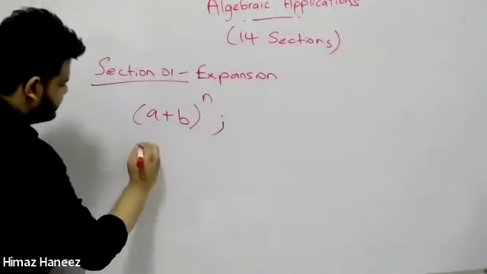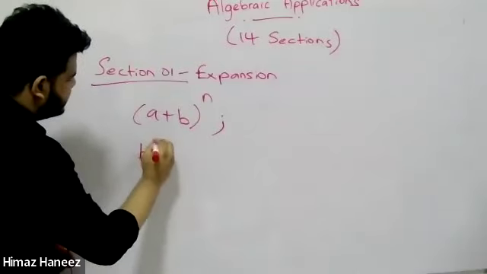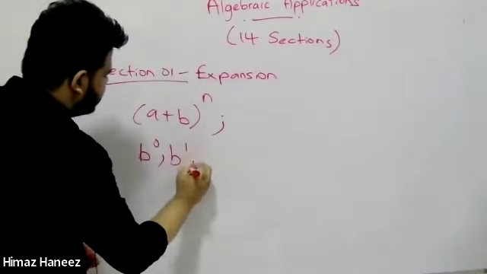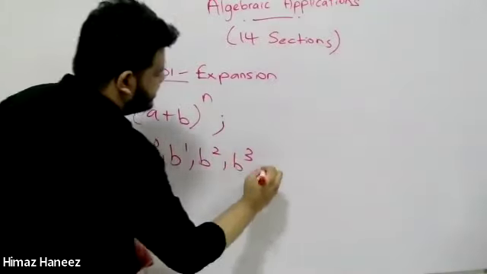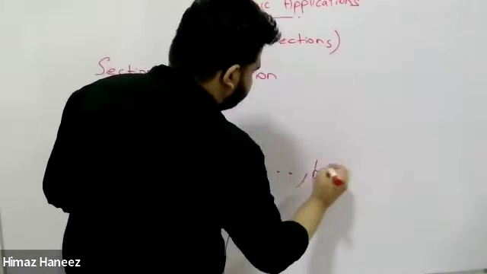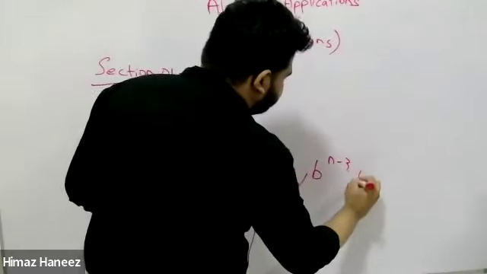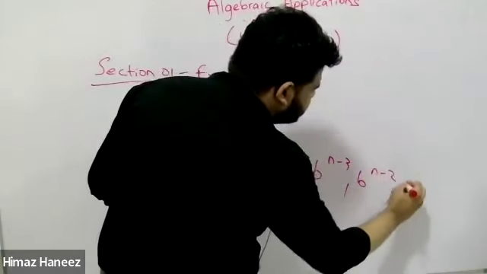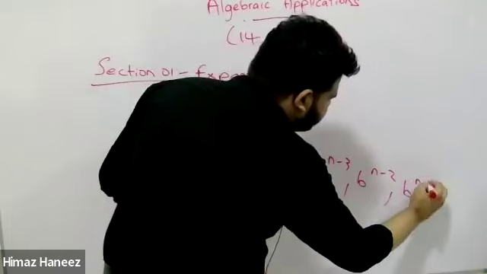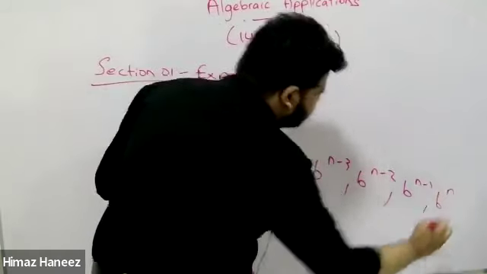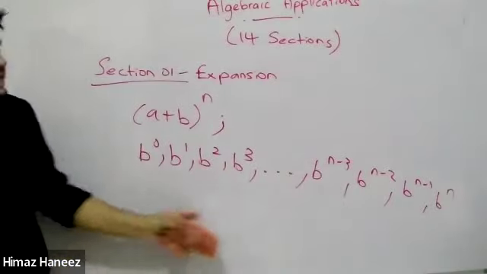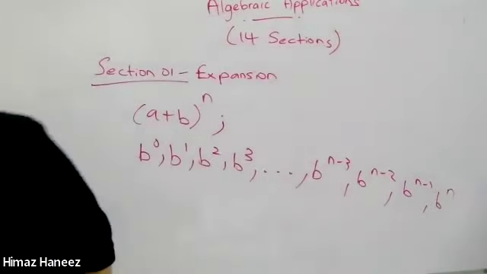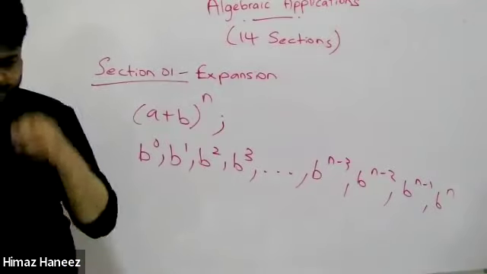Below that write b to the power 0, b to the power 1, b to the power 2, b to the power 3, dot dot dot, b to the n minus 3, b to the n minus 2, b to the n minus 1, b to the power n. Once you are done writing this, take. That's the third point.